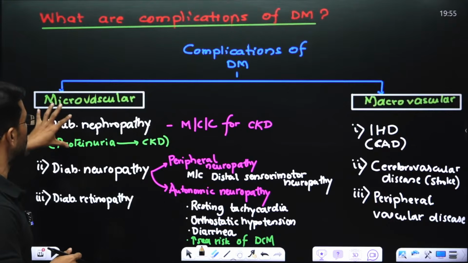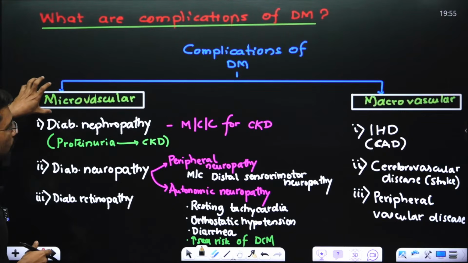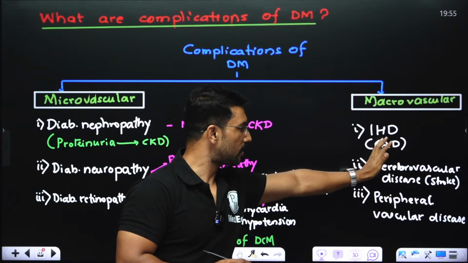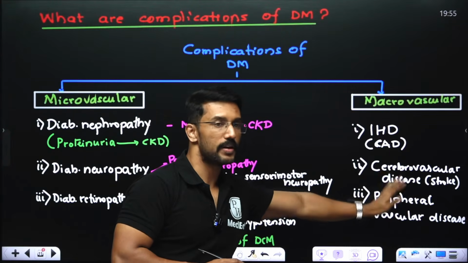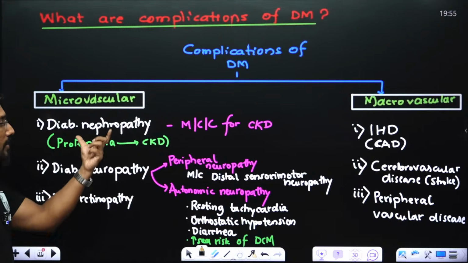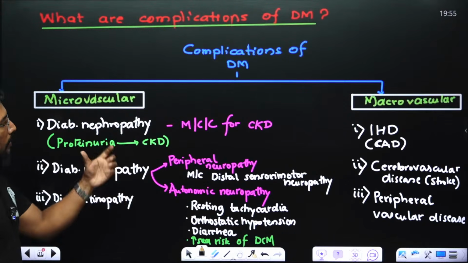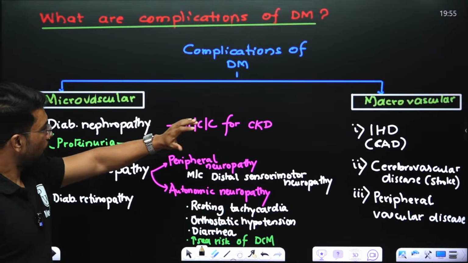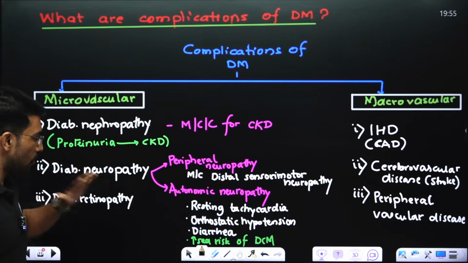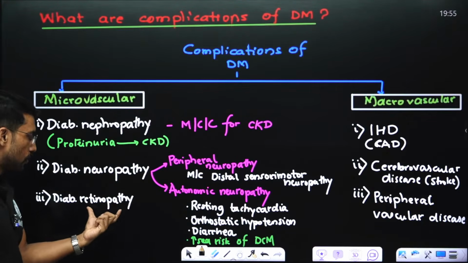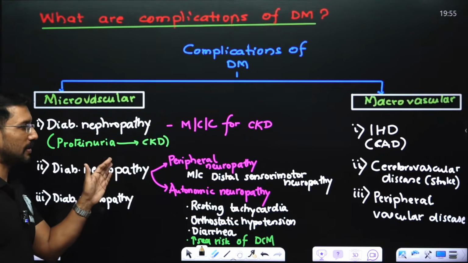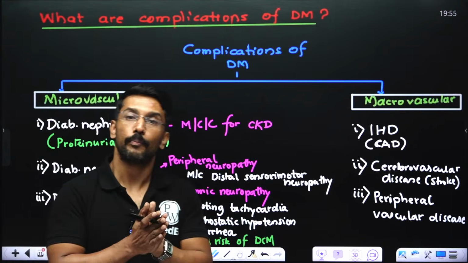Blood vessel occlusion and tissue injury together lead to micro and macrovascular complications. IHD, that is coronary artery disease, CAD, CVD and PVD are macrovascular. All the pathies, nephropathy, neuropathy, retinopathy, are microvascular. The most common cause of CKD worldwide is diabetic nephropathy. One of the common causes of blindness worldwide is diabetic retinopathy, right? And diabetic neuropathy is the most common cause of polyneuropathy.